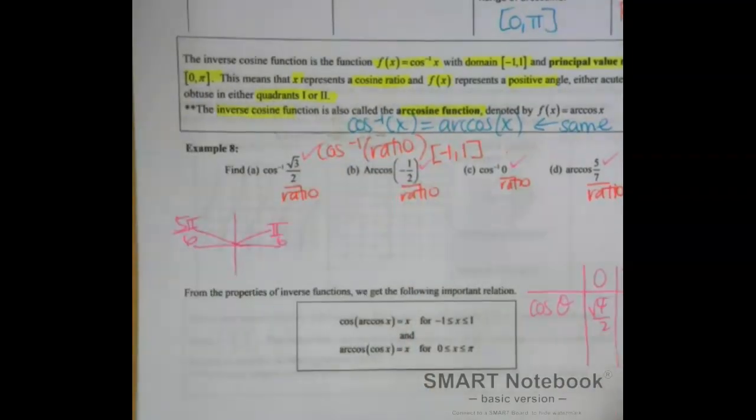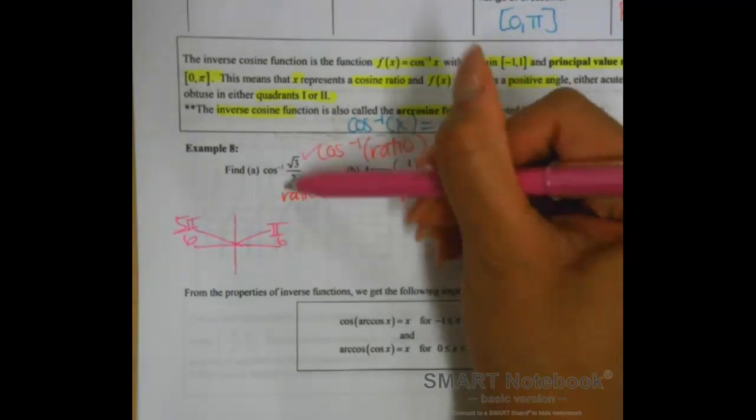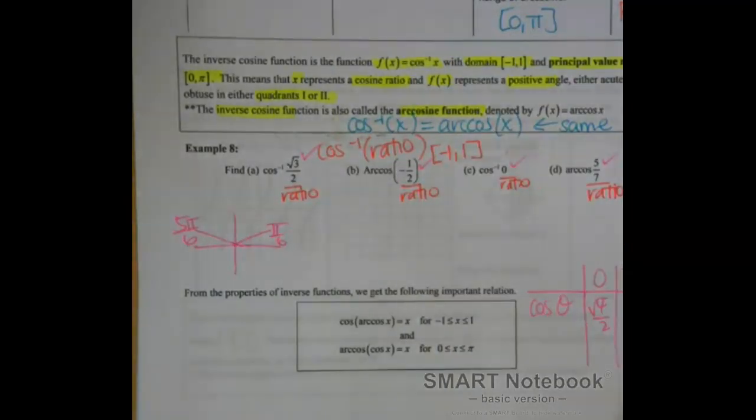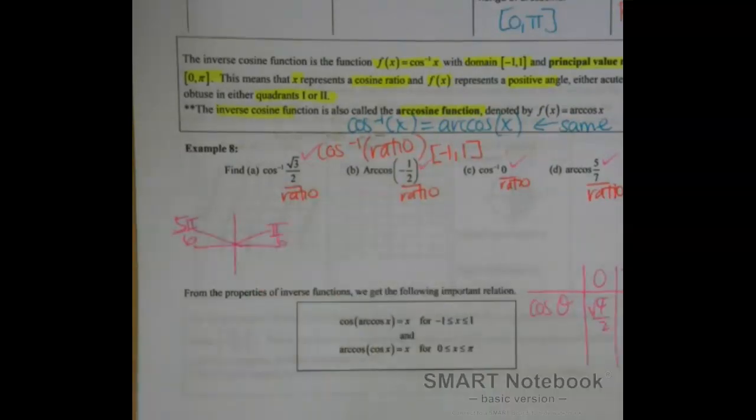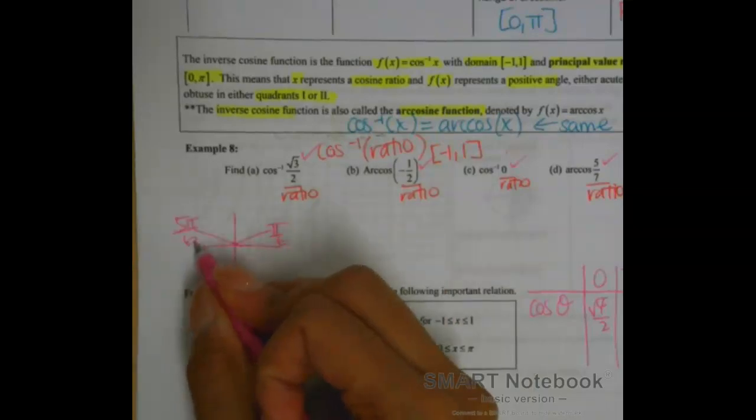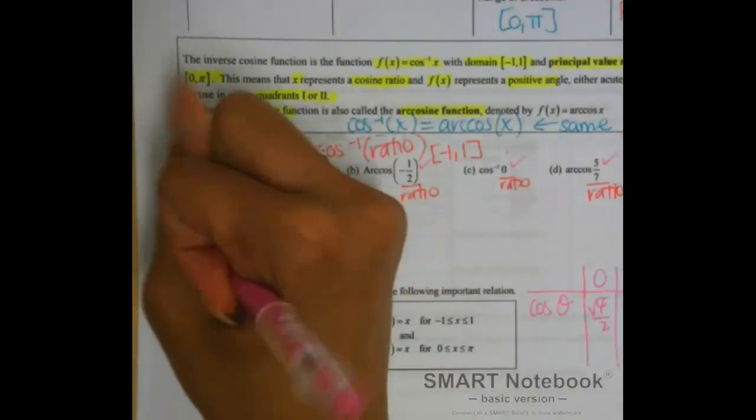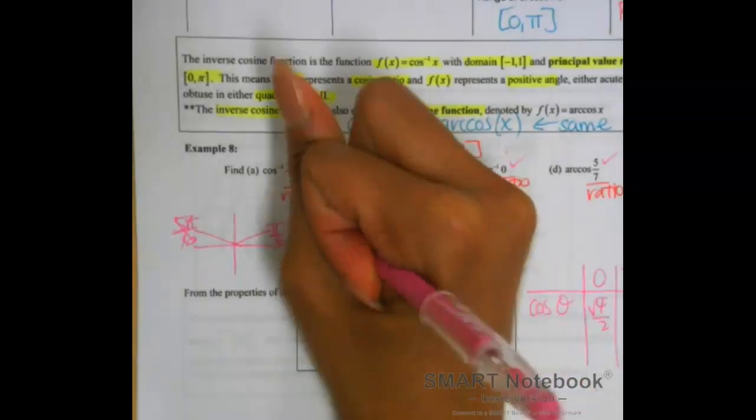So let me ask you two things. What symbol, positive or negative, is square root 3 over 2? It's positive. So where will you get a positive cosine? In quadrant 1 or quadrant 2? Quadrant 1, because in quadrant 2, what happens to cosine? What does it become? Negative. So we can't use 5 pi over 6, but we can use pi over 6. That's our answer.